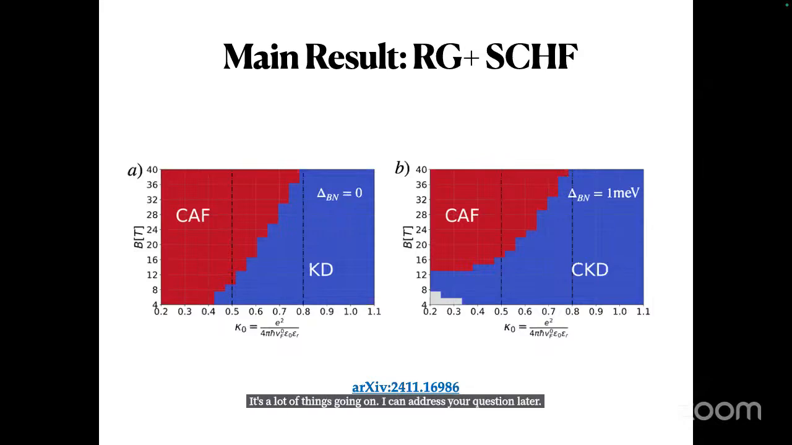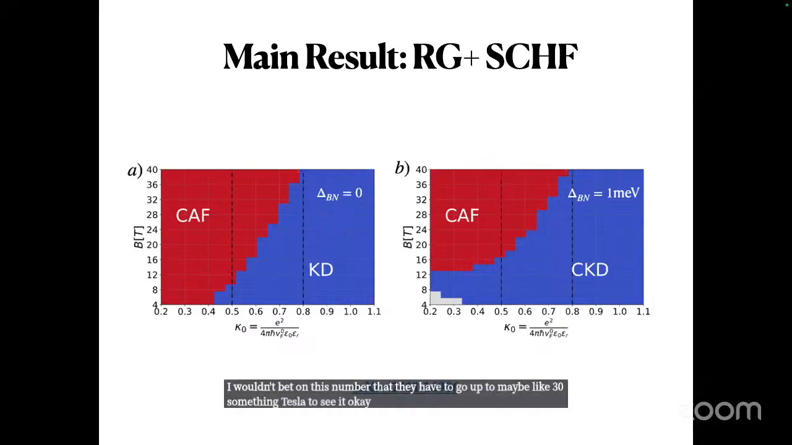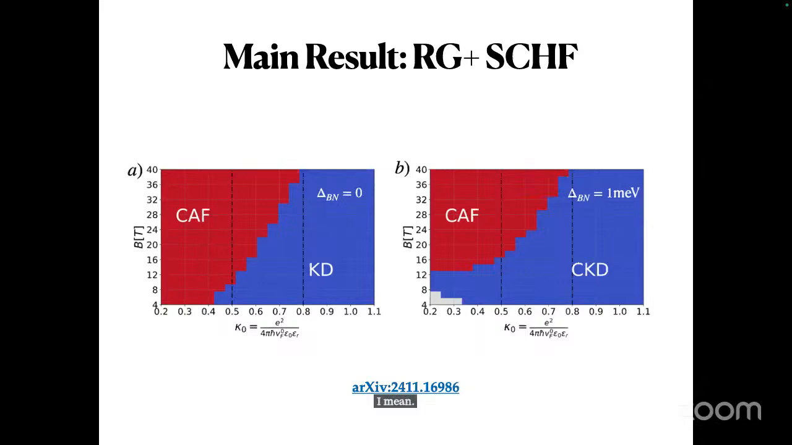Nothing along this line is universal. These two black dashed lines are the kappa knot for the transport experiment, and this is for the STM experiments. In STM experiments, I wouldn't bet on this number, but they have to go up to maybe 30-something Tesla to see it.